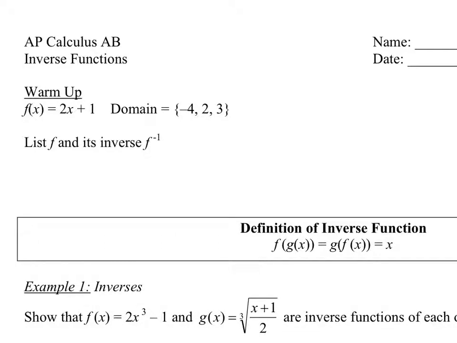So let's start with a really basic introduction to inverses. Okay, f of x is 2x plus 1. The domain is negative 4, 2, and 3. So what are the values of f here? Going back to Algebra 1, or pre-algebra, if you will.